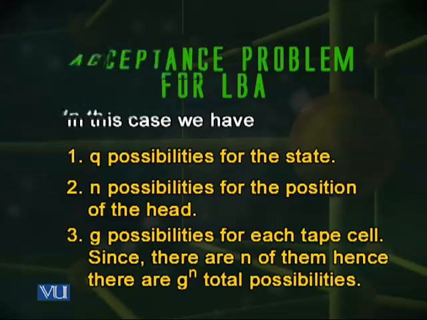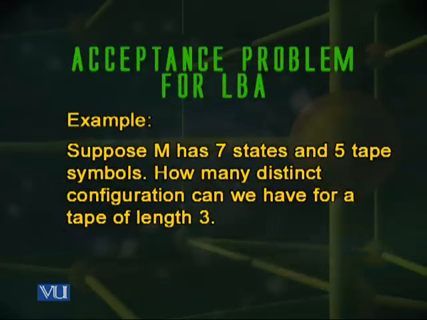Let's look at an example. Suppose M has 7 states and 5 tape symbols. How many different configurations can you have on a tape of length 3 for this linear bounded automata M? Well, if you think about it, there are only 3 cells, so there cannot be too many configurations. That's what this theorem is saying. There cannot be an infinite amount of configurations. It would be finite for this linear bounded automata.